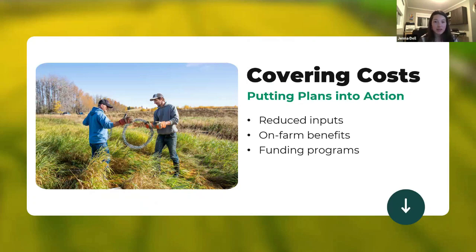Covering costs. RALP obviously is one of the funding programs that will help you implement these beneficial management practices. But hopefully when you do implement these, you'll also see some cost savings, either from things like reduced inputs or direct benefits like pollinator support or improving your water access. And then some indirect benefits like reducing your overhead, like reducing fertilizer usage.